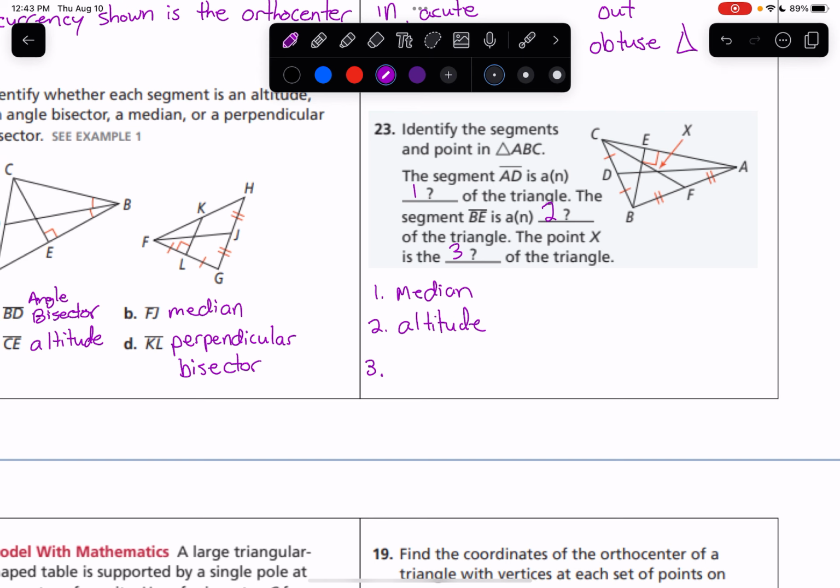And 3, the point X is the blank of the triangle. The point X appears to be where this median hits this median. The medians intersect at the point called the centroid. So that one is the centroid.